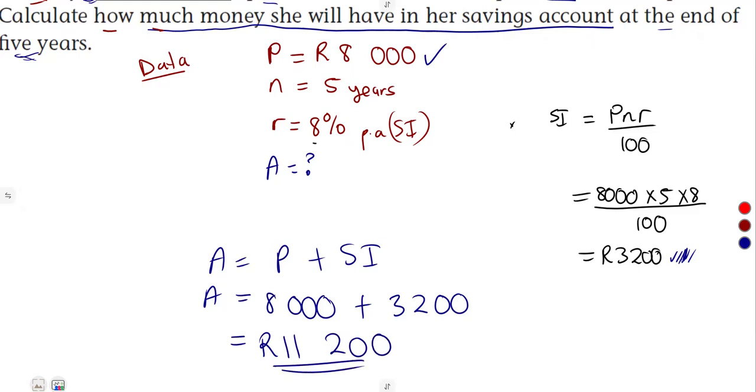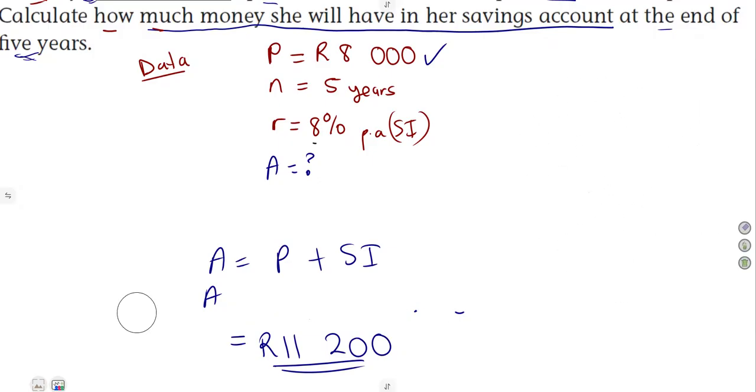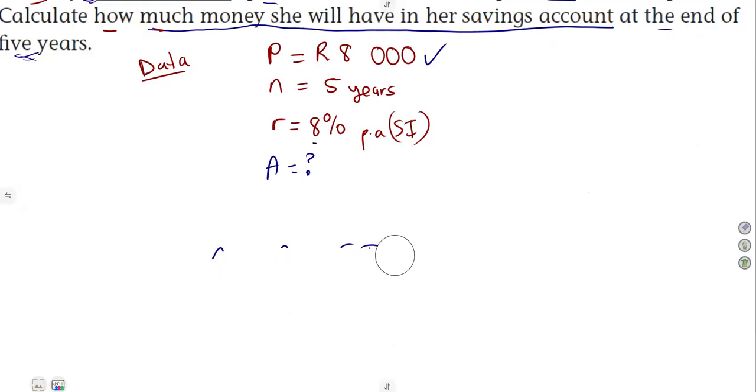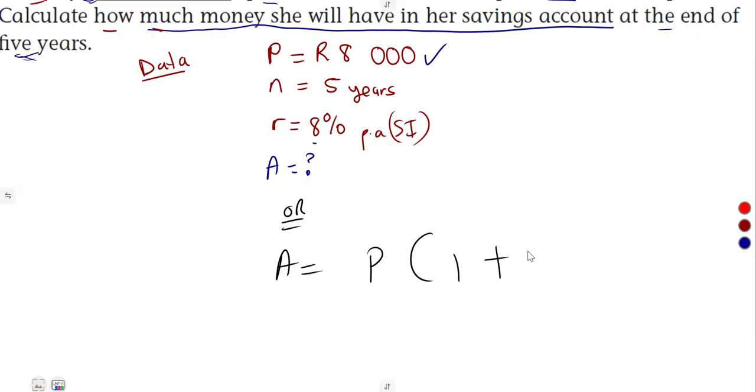Just like that. Or you can use the formula directly. You need the accumulated amount, isn't it? So just use the formula directly: accumulated amount, principal into 1 plus, depending on the way that you're going to have it. I'm going to use NR over 100. Or if you want, you can use IN. It is up to you.